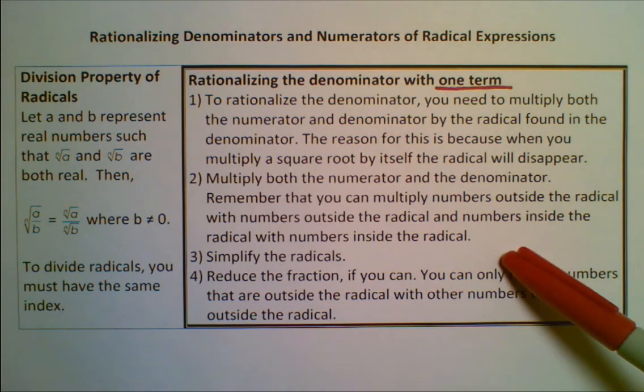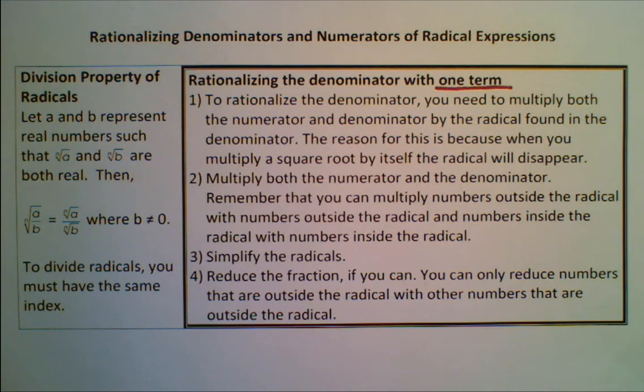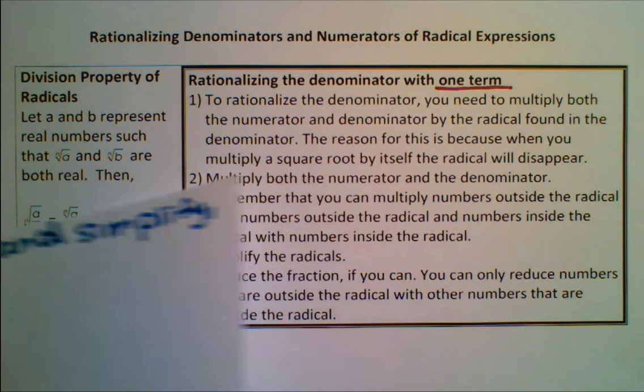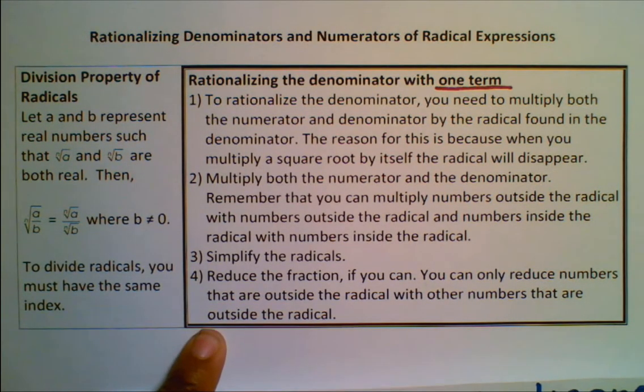Number three, simplify the radical. And then lastly, number four, reduce the radical if you can. You can only reduce numbers that are outside the radical with other numbers that are outside the radical. So let's go ahead and take a look at the first example. And we're going to be coming back to this sheet here.